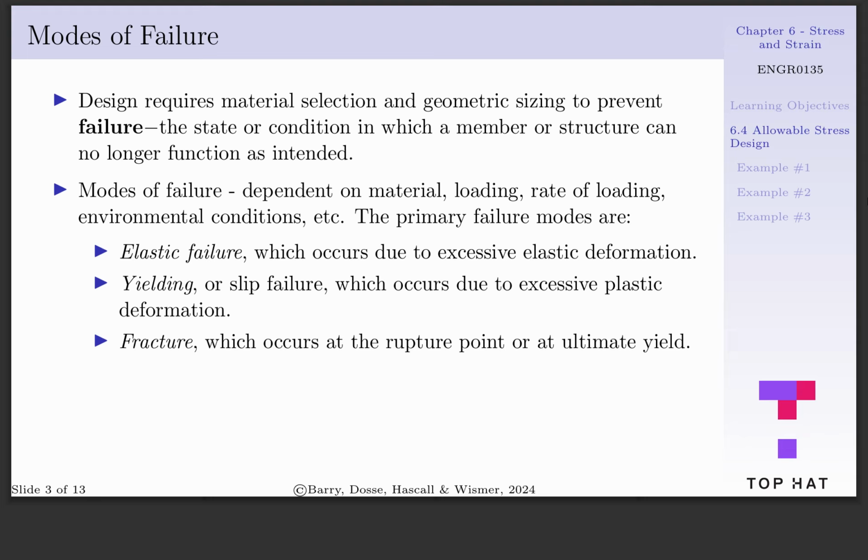The second is yielding, or slip failure, which occurs due to excessive plastic deformation. On the stress-strain curve, we can see that during this type of failure, the strength of the material is reduced because there is less force required to continue to cause deformation. Fracturing occurs when the ultimate yield point is reached and the material ruptures.